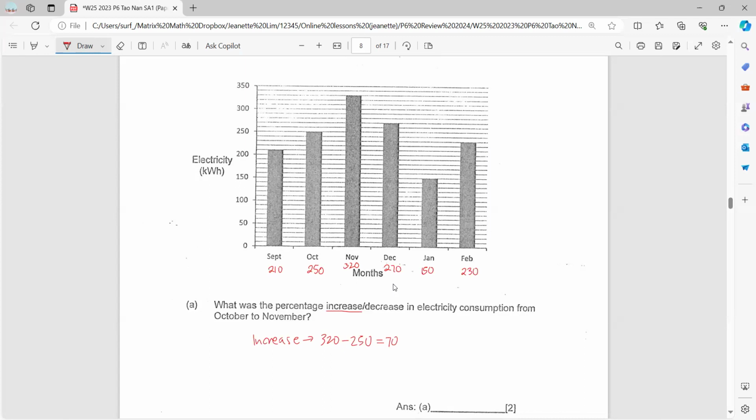And to find percentage increase, we use increase over original times 100%. So the increase over the original, what is the original? When we are talking about increase, right, we're referring to the lower one, the one that happened first, which is October. So the original is 250. And times 100%. This will give us 28%. Okay, so that's the percentage increase from October to November.